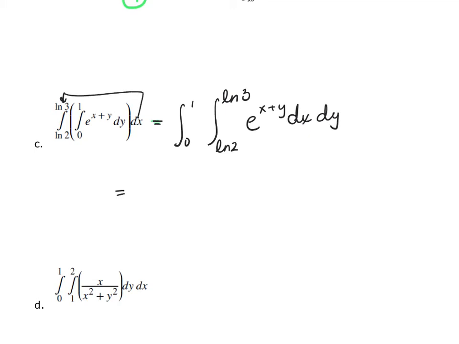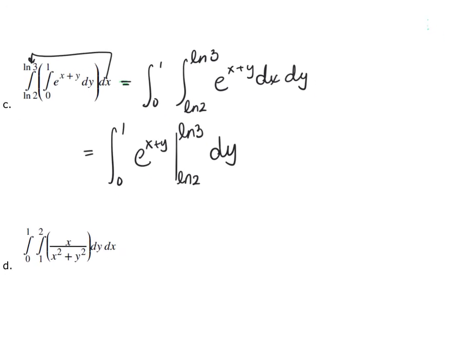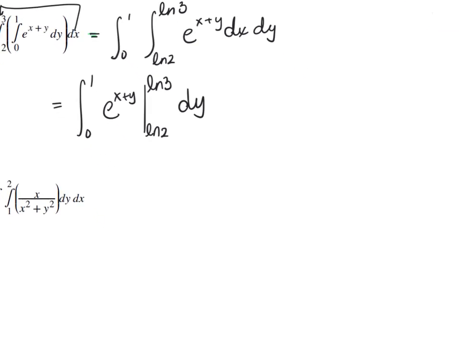Now this becomes, well, e to the x is e to the x all day long. E to the x plus y is going to be e to the x plus y. Its derivative would be e to the x, and then the derivative of x plus y is just 1 because the y is a constant. And so this is just going to be, from 0 to 1, of e to the x plus y evaluated from natural log of 2 to natural log of 3, dy. So it's already looking a little bit better.